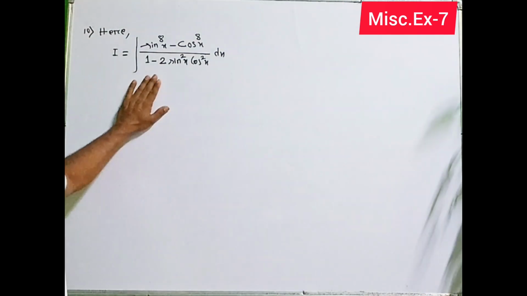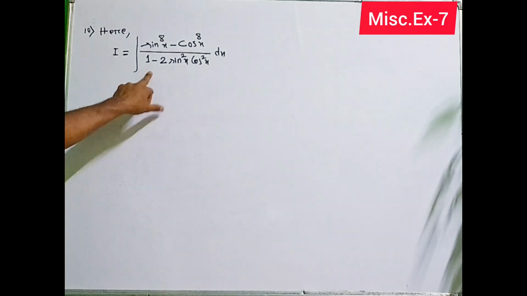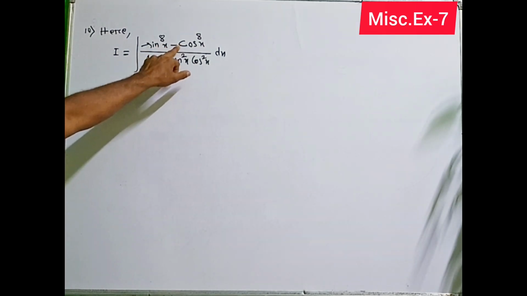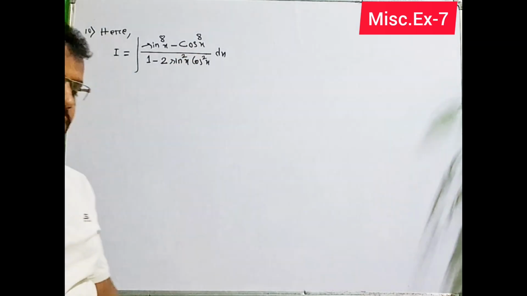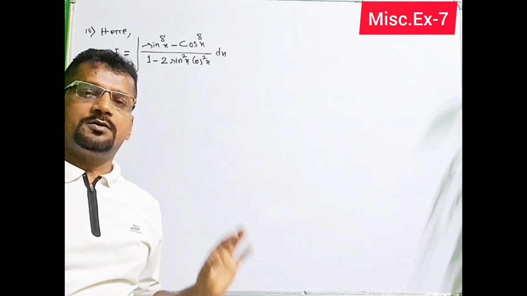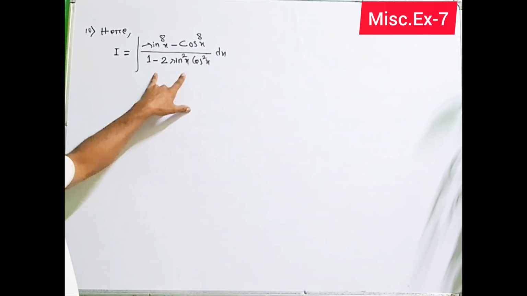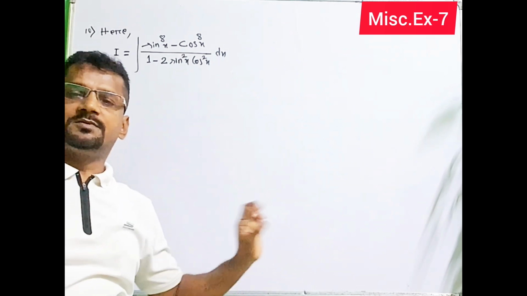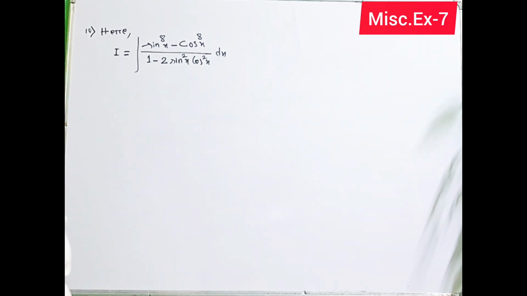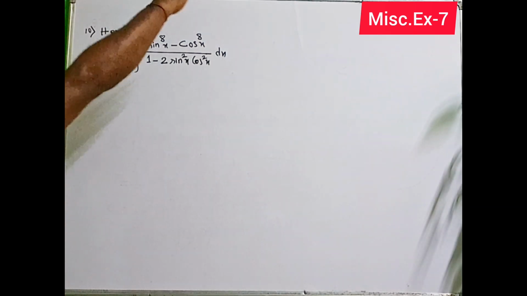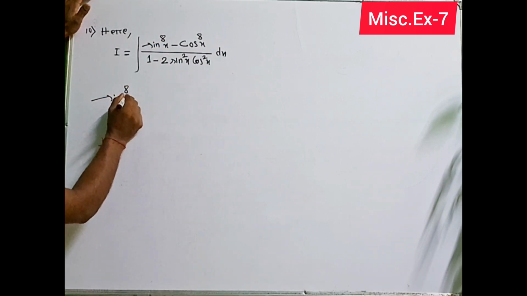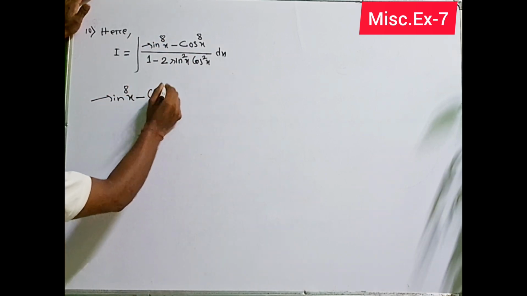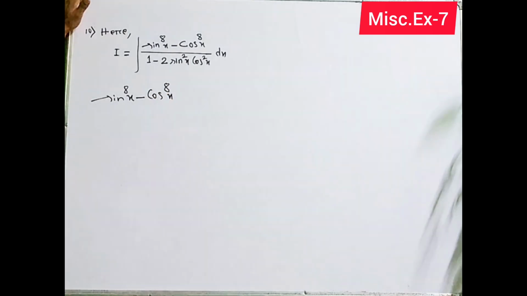Now let us see question number 10. In this question, it is integration of sin to the power 8x minus cos to the power 8x, divided by 1 minus 2 sin square x cos square x. So first of all, we have to simplify the function so that it becomes easier to find the integral. Let us do one thing. Let me take the numerator here, sin to the power 8x minus cos to the power 8x.